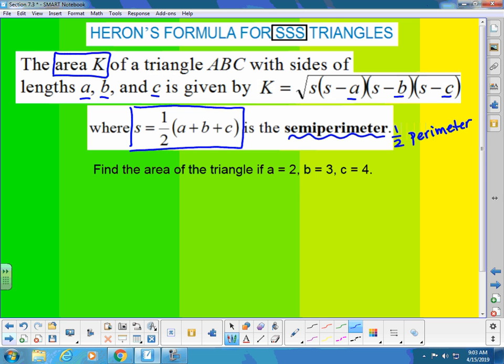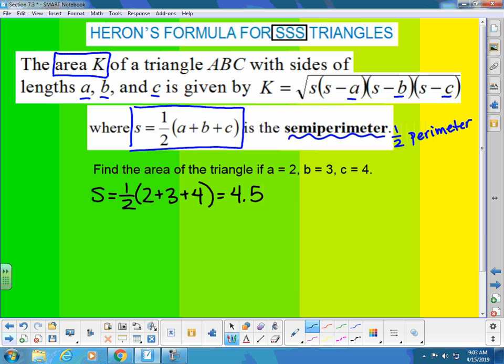So here's an example. A, B, C. A is 2, B is 3, C is 4. I can draw the triangle if I want to here, but I'm not solving for anything in the triangle, so I'm just going to go ahead and skip that step. First I'm going to find S. S is 1/2 times all my sides added together, A plus B plus C. So that's 9 times 1/2, which is exactly 4.5.